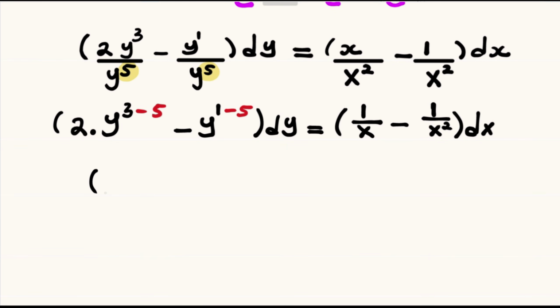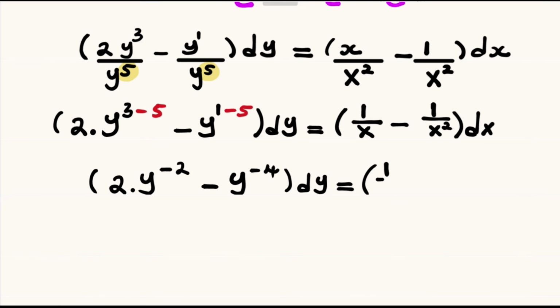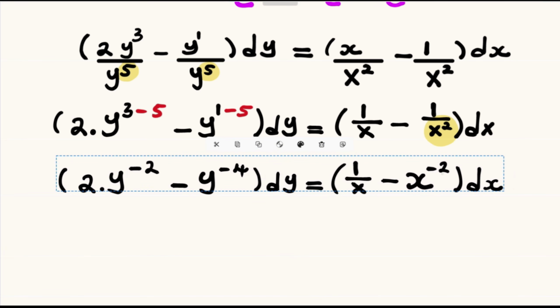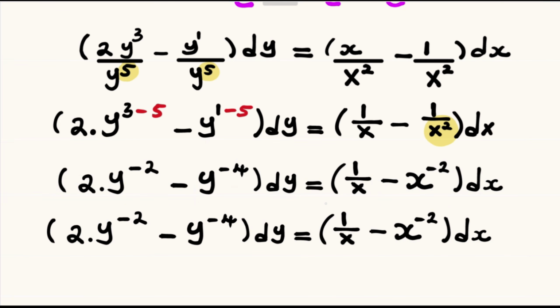So we have the 2 multiplied by y raised to the power 3 minus 5, which is equal to minus 2, minus y raised to the power 1 minus 5, which is equal to minus 4, dy, and this will be equal to 1 divided by x. We move that x squared from the denominator to the numerator, and its exponent will change sign to negative 2, dx. So now we can introduce the integral both sides of the equation.